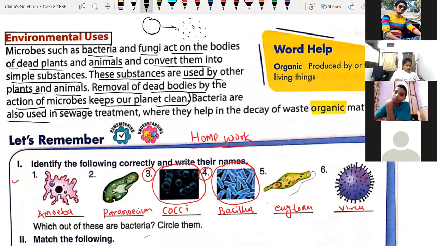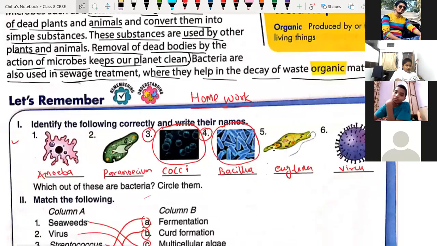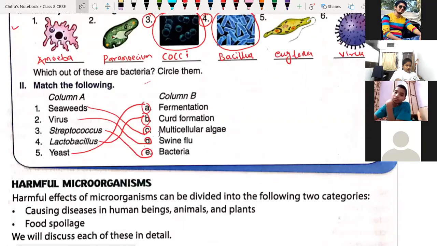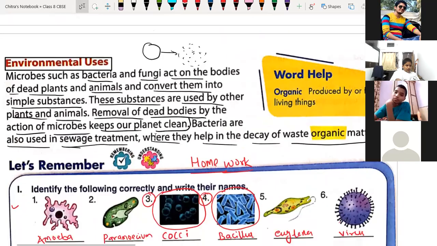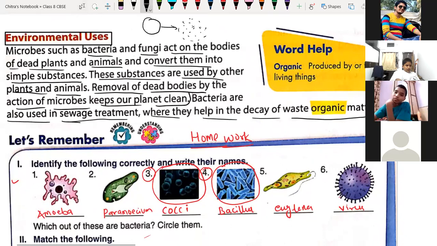Bacteria are also used in sewage treatment, where they help in decaying waste organic matter of carbon. That means they decompose hydrogen and carbon compounds, which we call hydrocarbons. So we have one bacterium called Alcanivorax. Alcanivorax is used to clear oil spills.